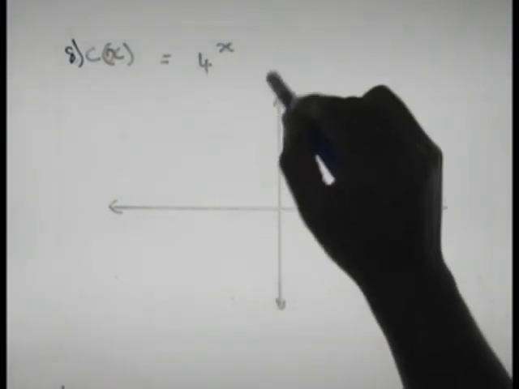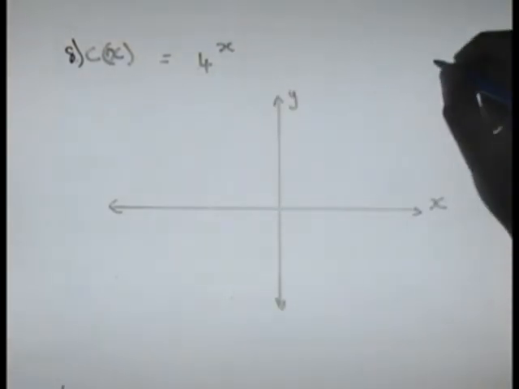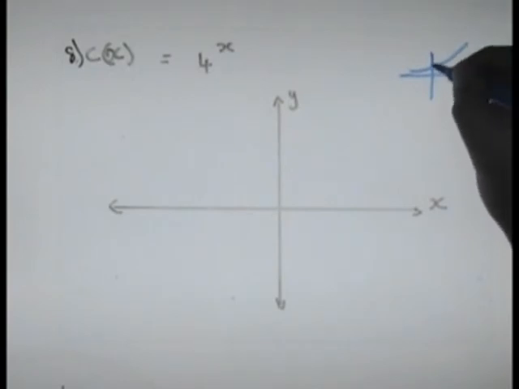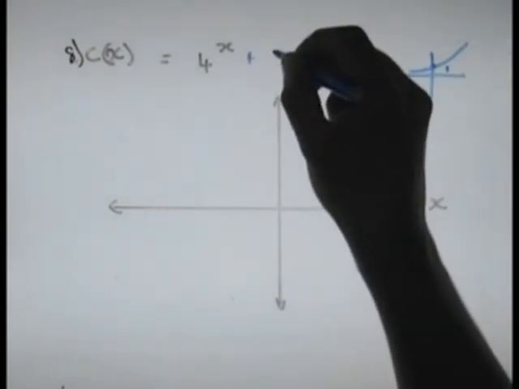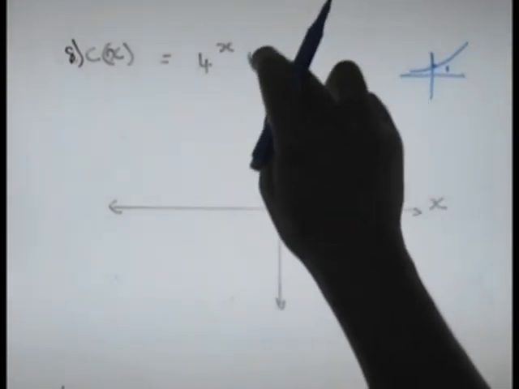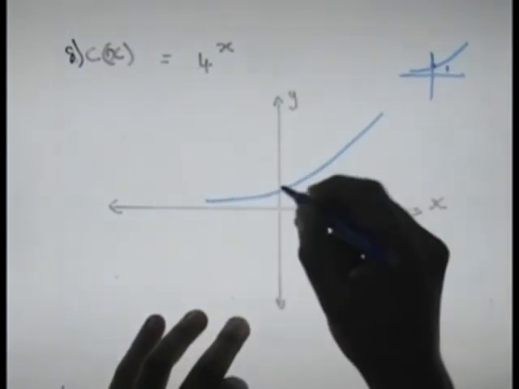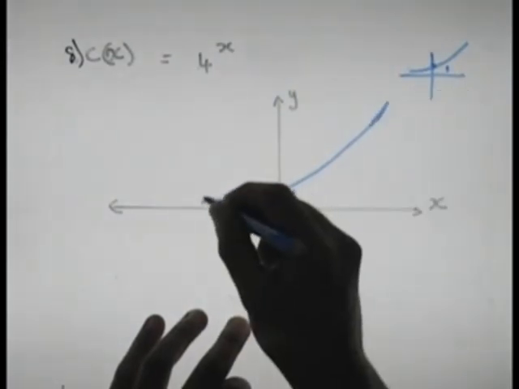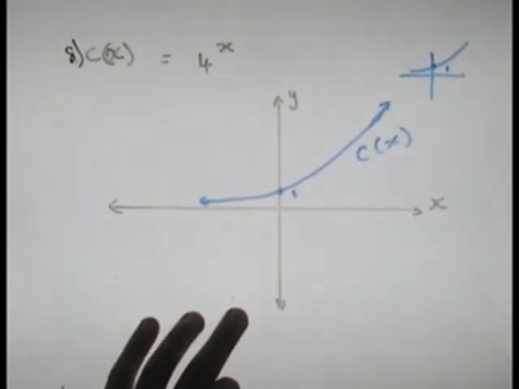I'm not going to draw this using the table method though. Think about it. We know that our exponential graph looks like that, always. And it always cuts the y-axis at 1, provided there isn't anything else added on here. So we know that our graph is going to look something like this, and it's going to cut it at 1. Do we need to put any other information in? Not really. We can just call this c of x, and there's our graph drawn.